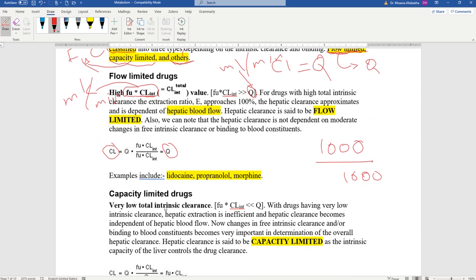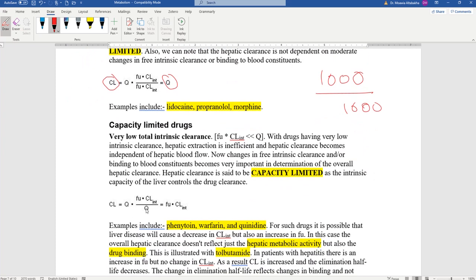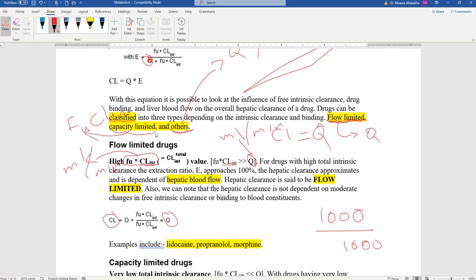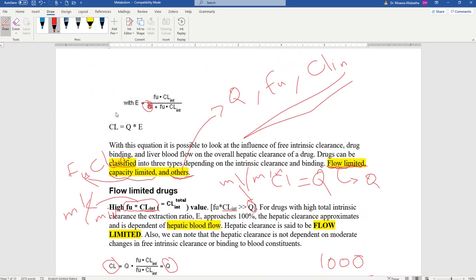Now for capacity limited drugs, you need to memorize these drugs. With capacity limited, it's the opposite. What controls the clearance is fraction unbound times intrinsic clearance. In this case, the fraction unbound times intrinsic clearance is much less than the blood flow. Okay? Look at what happened here. The opposite. Q times FU times intrinsic clearance is the same as the original equation, divided.